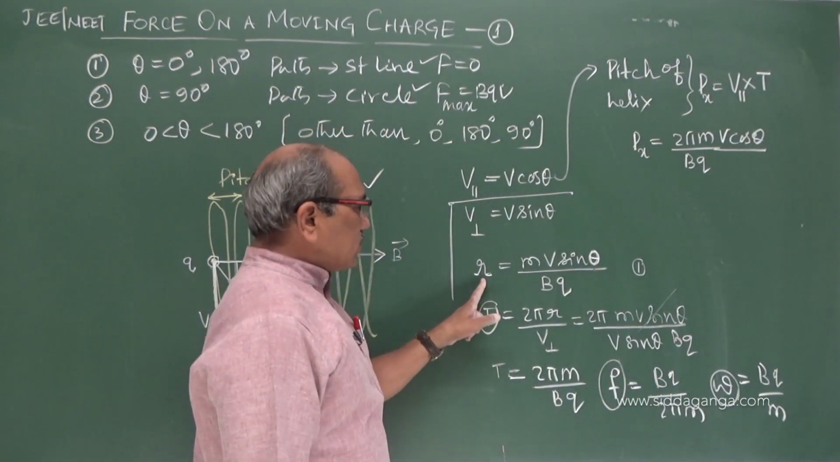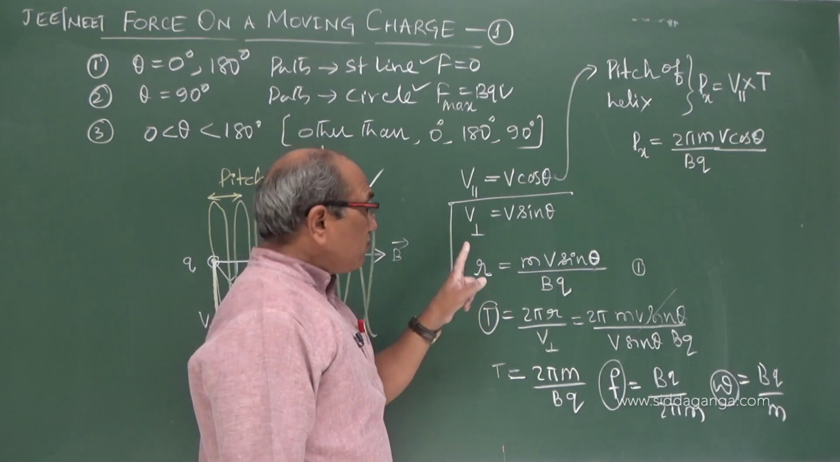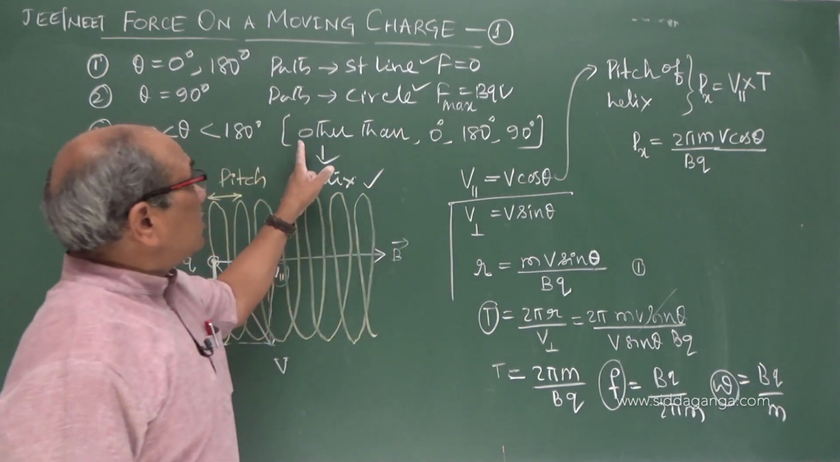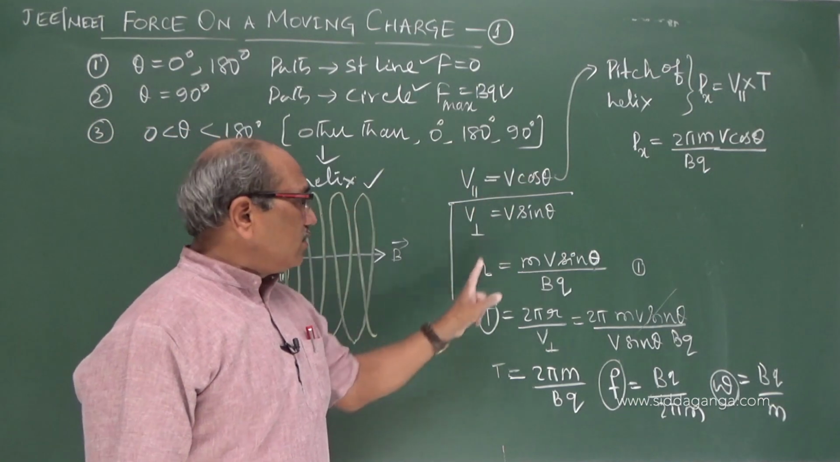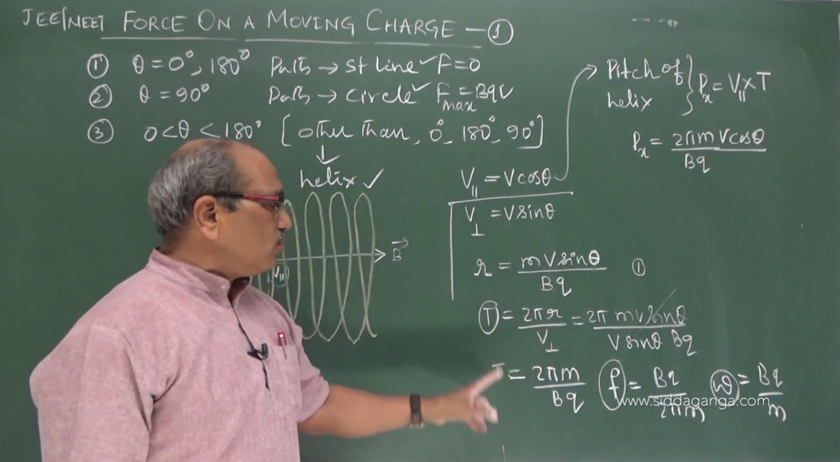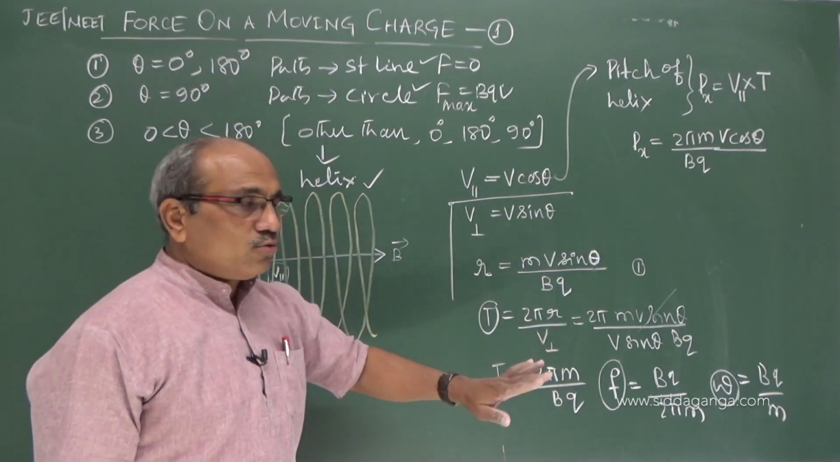Here, what radius does it describe? At an angle other than 0, 180, 90, R is m v sin theta by bq. Period, frequency and omega have no changes.